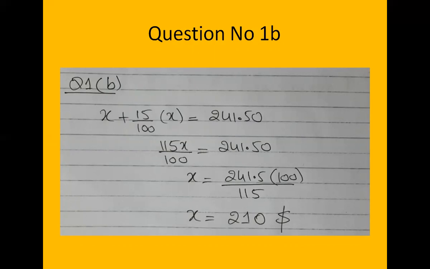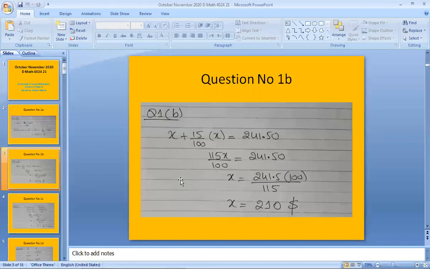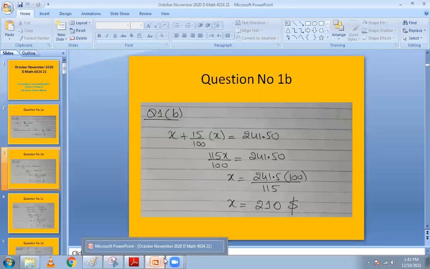So how do you write this in your calculator? In your calculator, you will write 241.5 multiplied by 100 divided by 115 equals, and that will be $210. So without the tax, the hiring cost of the car is $210. So this is how you do question number 1, part B.